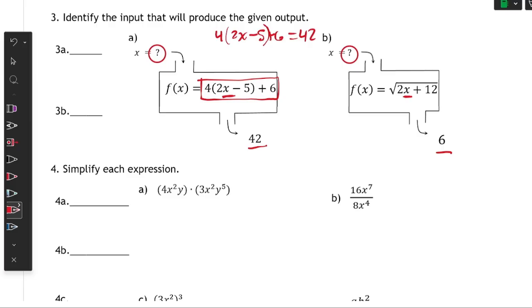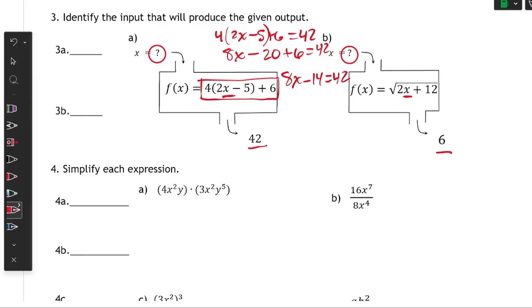So we can do a couple of things. I'll go ahead and use the distributive property. Maybe it's not the best way, but I'll write this as 8x minus the number 20 plus 6 is 42. Let's combine these. So if I've got a -20 and a plus 6, that's going to be a minus 14. So I can say 8x minus 14 should be 42.